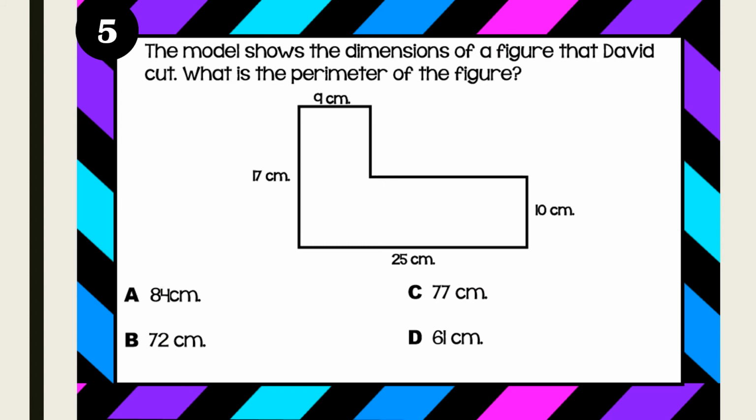The model shows the dimensions of a figure that David cut. What is the perimeter of the figure? This is going to be a two-step problem because the first step is going to be finding what these unknown sides are, and then the second step will be to add up all the sides to get the perimeter. Pause it here and play when you're ready to check.